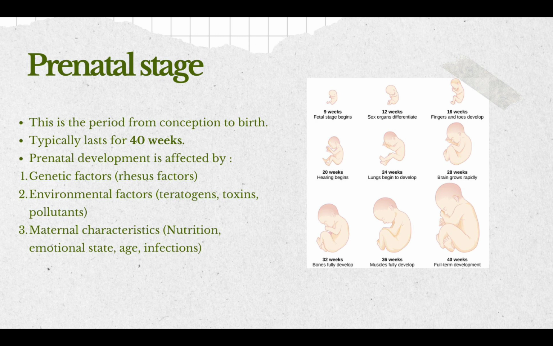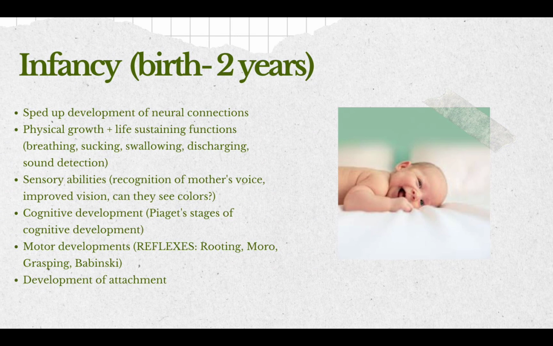And of course, the mother plays a huge role here. Maternal characteristics like her nutrition, emotional well-being, and even her age all influence how smoothly the development goes on. Basically, a happy and healthy mother equals a good start for the baby. So that's the prenatal stage. A lot happens behind the scenes. From genetic codes to environmental risks, it is all part of the baby's first steps in life, even before they actually take a step. Now, welcome to the infancy stage, birth to 2 years.